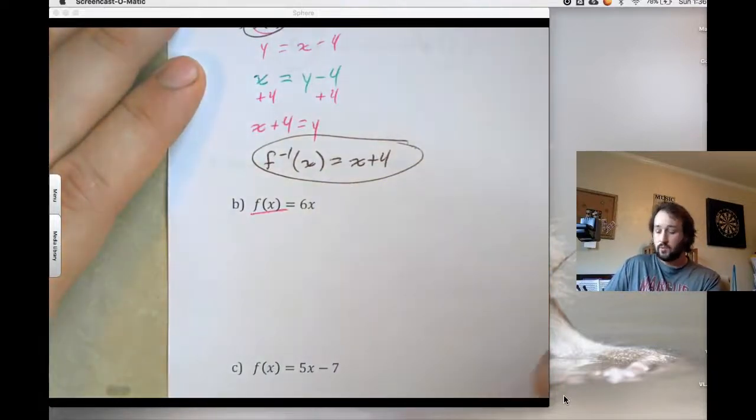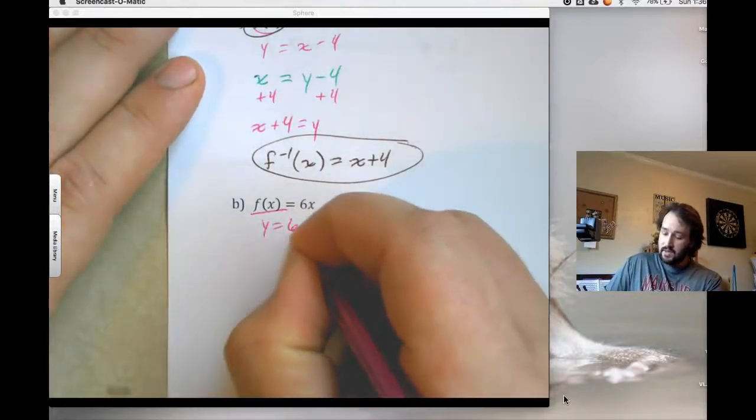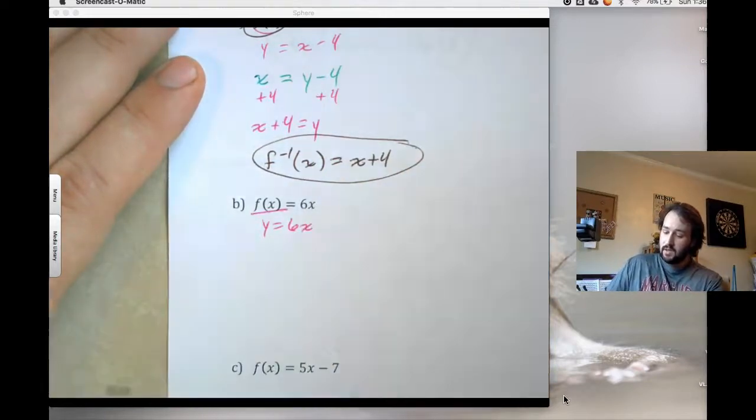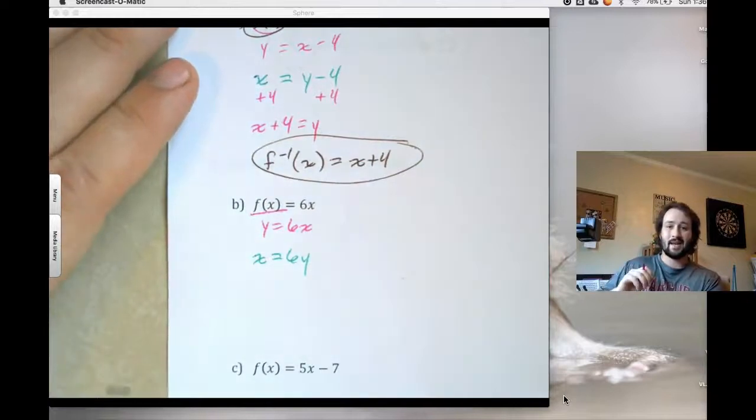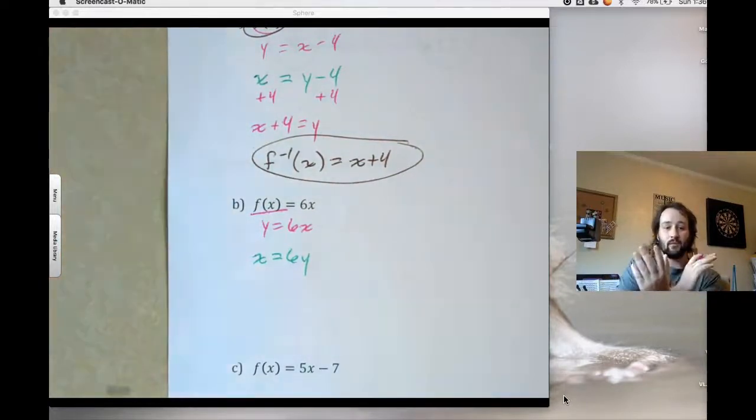All right, so with part B here, if I switch x and y, don't forget that f of x just really means y. So this is like y equals 6x. If I switch them, then this becomes x equals 6y. Notice the 6 stayed in the exact same spot. I'm only switching exactly where x and y are, and then I'm going to resolve for y.